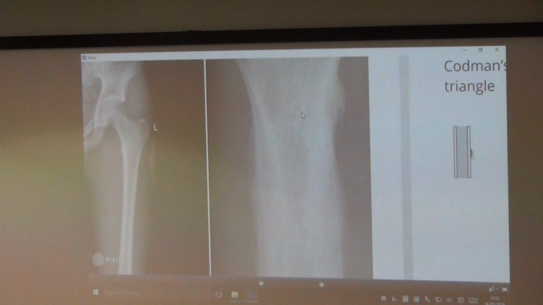And so it's always worth having these diagnoses in the back of your mind, because it's all out to get us, right? It's all out to get us.